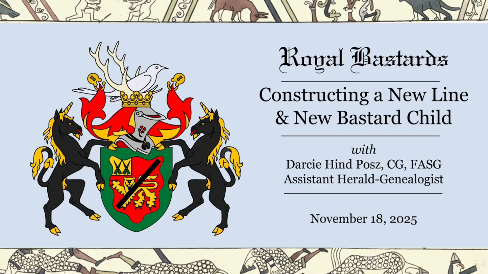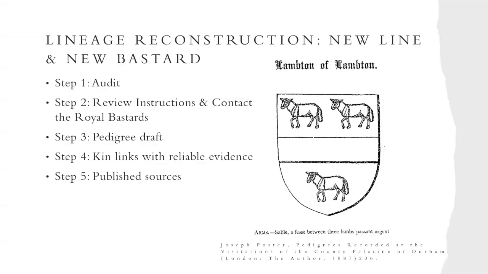So my name is Darcie Hind Posz. I'm one of the assistant herald genealogists for the Royal Bastards. I joined the Royal Bastards in 2013 under a new bastard, Elizabeth Plantagenet, the illegitimate daughter of King Edward IV. Today I will discuss the 5 steps that I took to reconstruct and document that lineage.